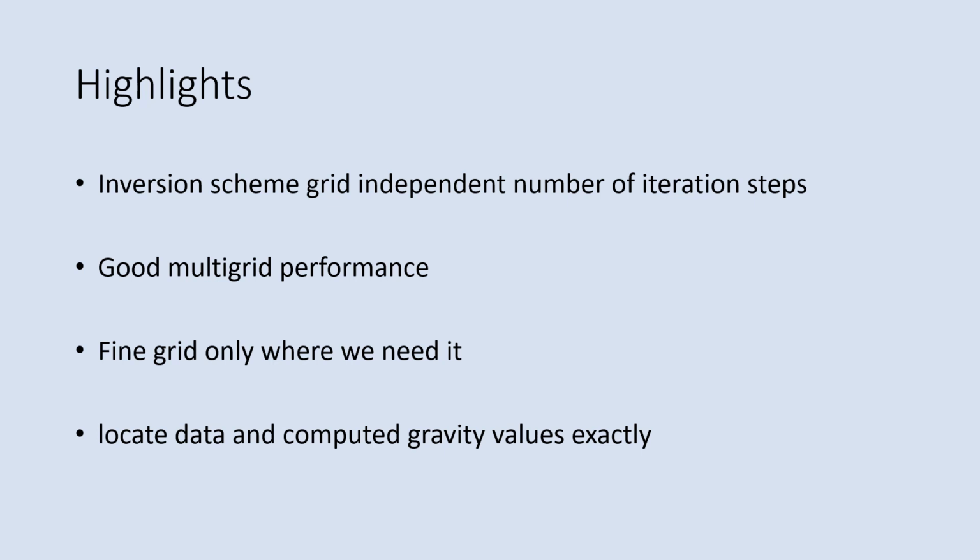The highlights. We have an inversion scheme that for gridded data had roughly the same number of iteration steps regardless of the size and resolution of the data. So grid independent number of iteration steps. Multigrid performed brilliantly, giving the appearance of scaling appropriately both with problem size and compute power. The advantage of the unstructured mesh means we have a fine mesh only where we need it, decreasing problem size greatly from a structured mesh. And we can locate the point data exactly, and we compute gravity at exact locations. No need for any interpolation of either the data or the computed solution.